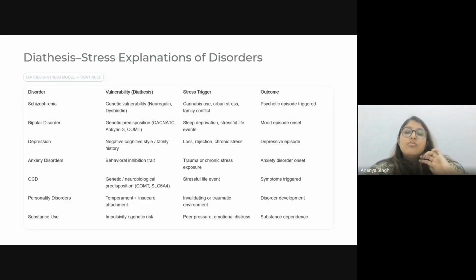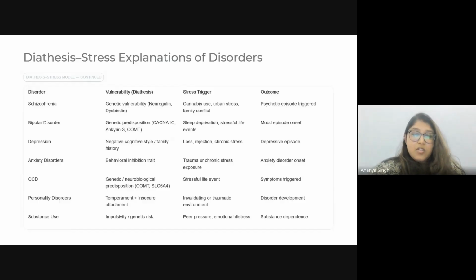With anxiety disorders also, behavioral inhibition as a trait is particularly important. And the stress is trauma or chronic stress exposure. A lack of coping strategies is a vulnerability as well as a stress trigger.